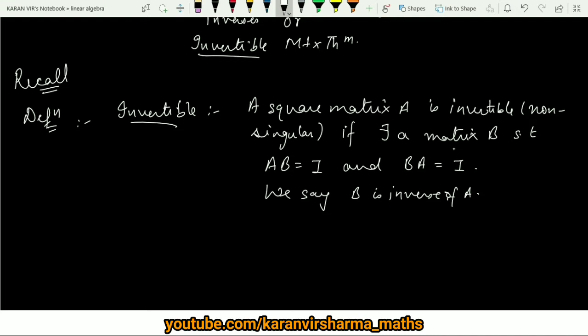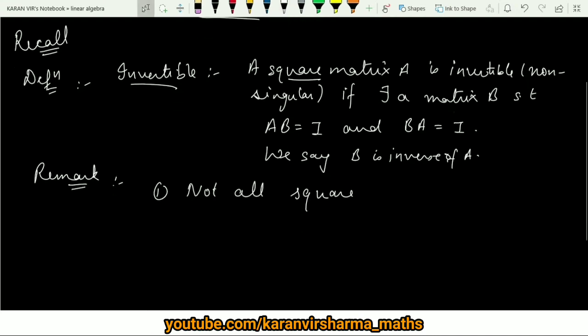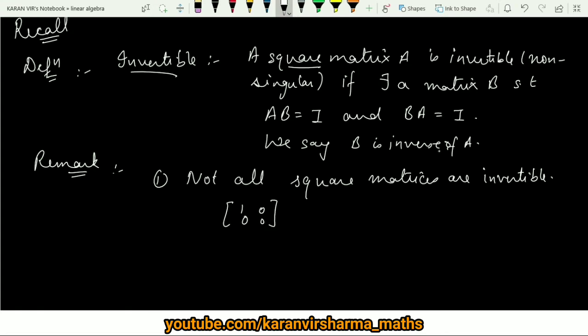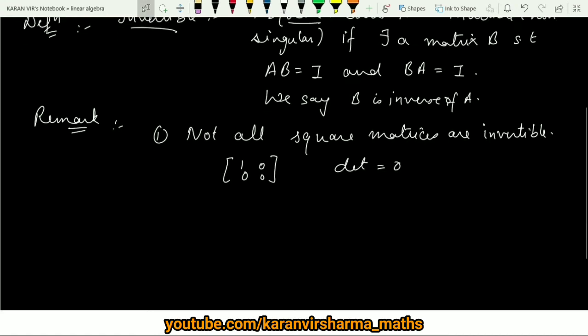A very important remark here which you should be very clear about: in the definition I have used the word square matrices, so I want to make one point clear, that not all square matrices are invertible. We can see a counterexample. You can make a very simple example. This is a 2 cross 2 square matrix, and it is not invertible. Why? Because the determinant of this matrix is 0. Fine. Then we have a theorem dealing with this.